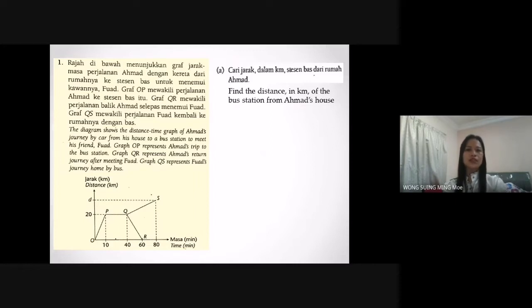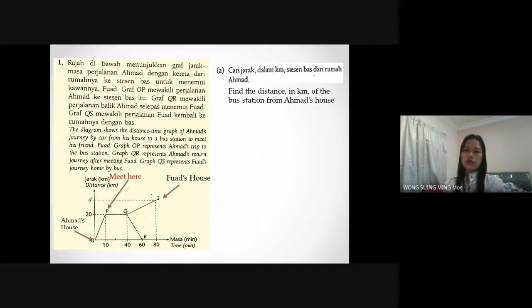Graph OP represents Ahmad's trip to bus station. Graph QR represents Ahmad's return journey after meeting Fuad. Graph QS represents Fuad's journey home by bus. So before I answer this question, I need to label the important information on the graph first. Okay, Ahmad's house, and they meet at point P, and Fuad's house. Actually, this distance time graph only can show the different distance Fuad's house from Ahmad's house is d kilometer.